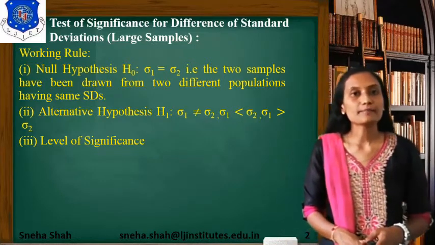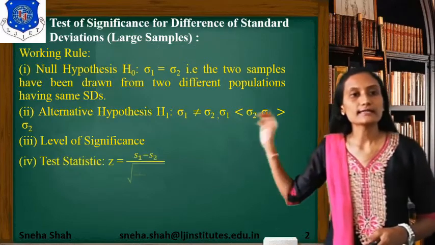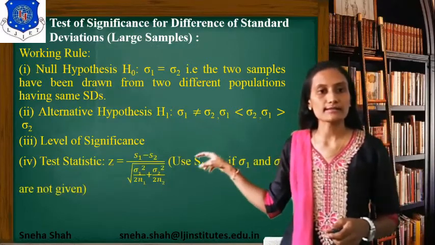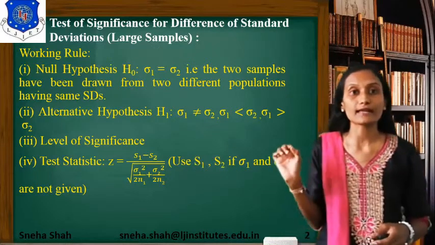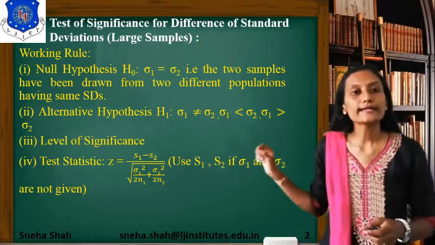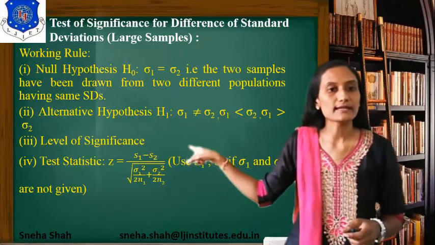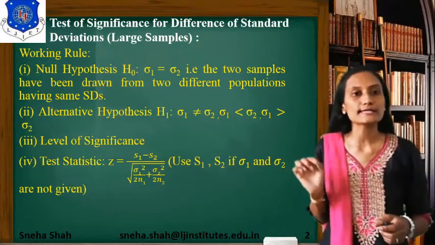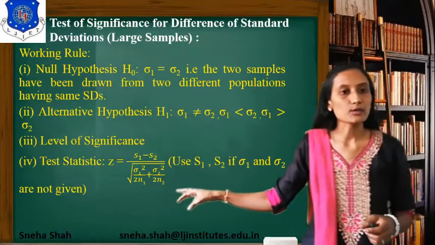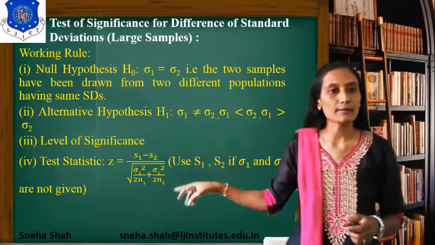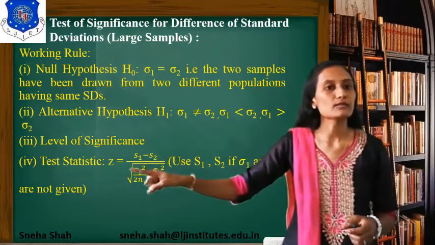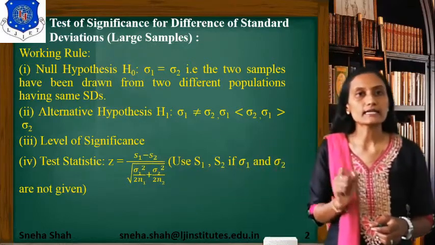The next step is to define the test statistic. Its value is Z equals S1 minus S2, as the two standard deviations are different, right? So we take standard deviation 1 minus standard deviation 2, meaning S1 minus S2, upon the square root of sigma 1 square upon 2n1 plus sigma 2 square upon 2n2. By using this equation we will find the value of the test statistic Z.